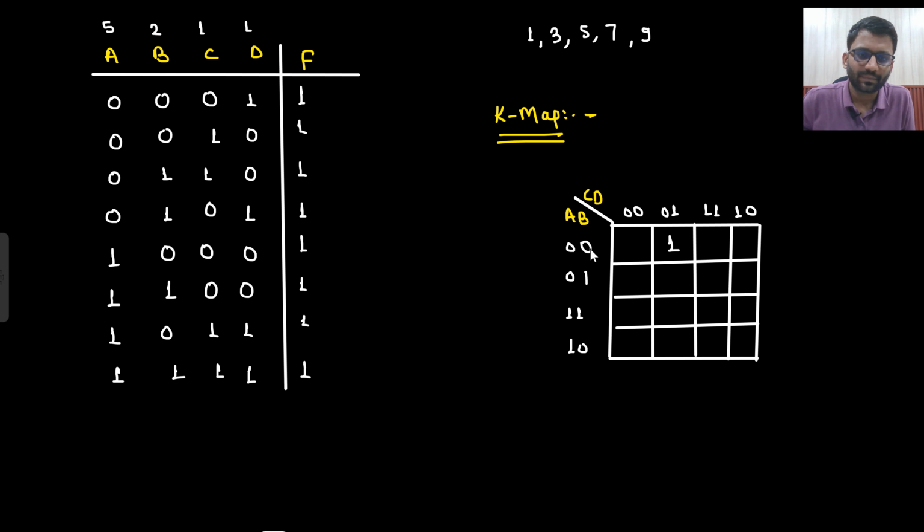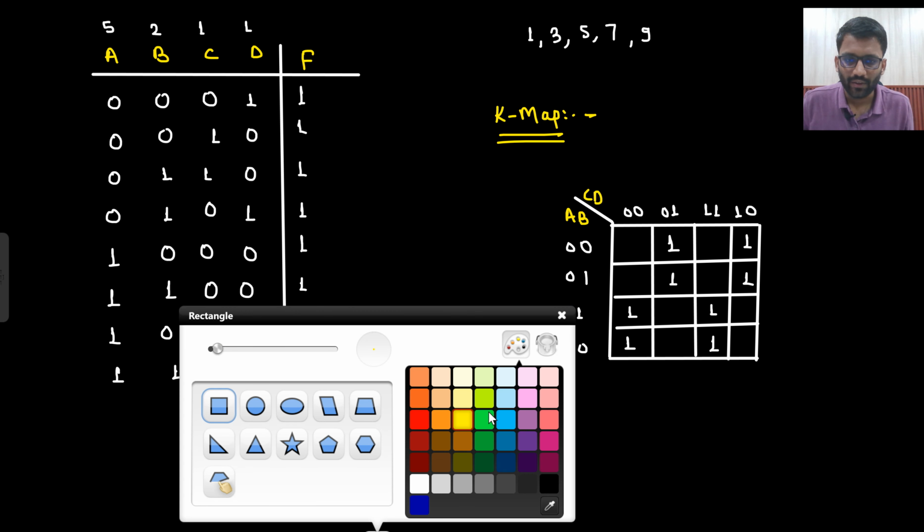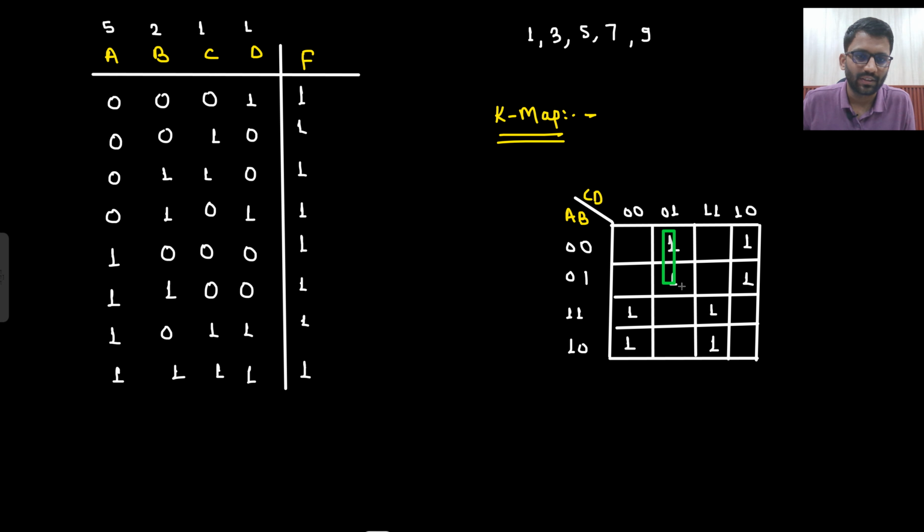So the K-map entries are filled in row by row, and luckily 1 1 1 1 is also there. So this is the K-map we are getting. Very easy K-map, no quad is there. We are not able to make any quad here, but the result will be interesting.